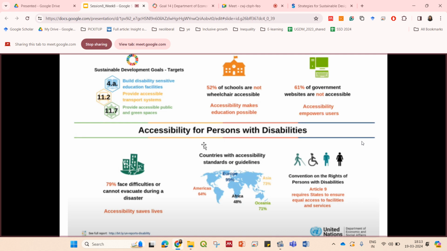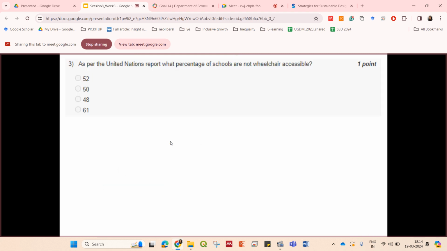So you can see three specific targets of the SDGs: target 4.A, associated with building disability sensitive education facilities; 11.2, which is associated with providing an accessible transport system; and 11.7, which is providing accessible public and green spaces. All are associated with providing better accessibility and ensuring that it is accessible even for people with disabilities. So this question is basically asking about that.